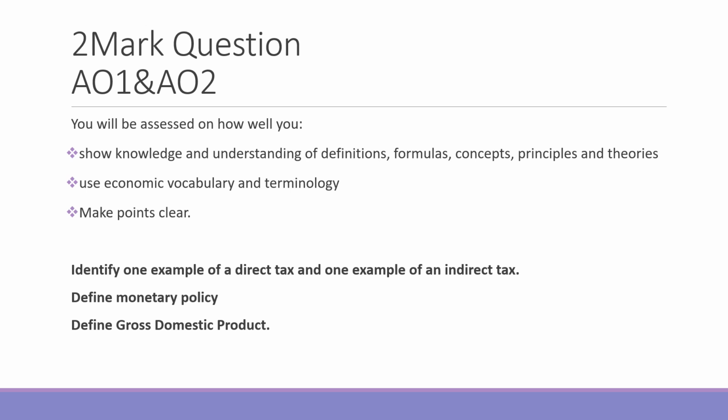So when you are writing a 2-mark question, if it is identify, you have to identify it very clearly. If it is direct and indirect tax, you have to make it separate, very clearly. For example, define monetary policy. Normally we know that it involves interest rate and money supply, and everyone will write interest rate and money supply. But the question is to define. Define means show the knowledge and understanding. State the definitions clearly and use economic vocabulary there. So these are the problems when you are writing an exam.